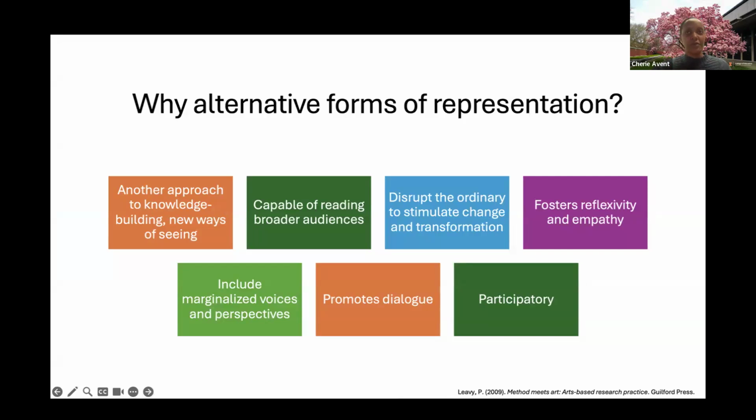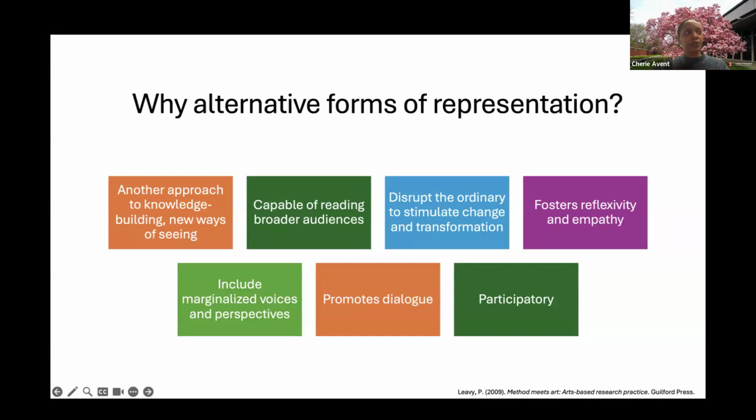One reason is that it's another way of building knowledge, a new way of seeing the information that is being presented. Sometimes for people, it resonates differently, or there's something about what you're reporting that is a new way of thinking about it through maybe a visual or through drama as opposed to a written report. And so how do we provide that? Two, another reason for thinking about alternative forms of representation, such as art, is ways of reaching a broader audience, ways of disrupting and stimulating change and transformation.